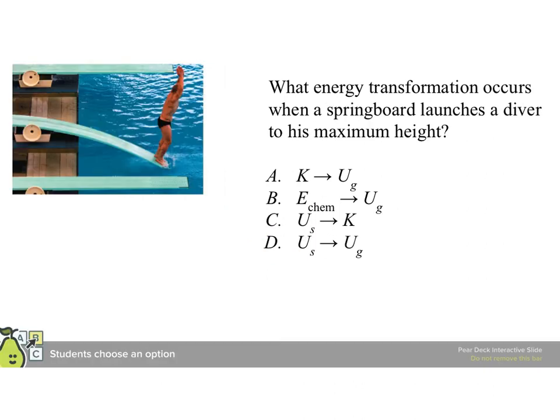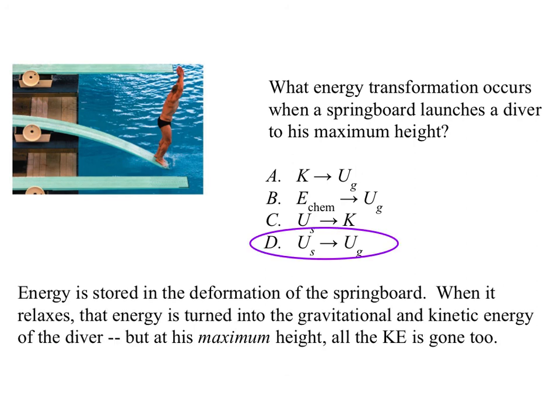What energy transformation occurs when a springboard launches a diver to his maximum height? Well, the deformation of the springboard gave us some energy stored there. This is elastic energy because it comes from the fact that the board is disturbed from its original shape. When it relaxes, that energy is turned into gravitational kinetic energy of the diver, but at the maximum height, all of the kinetic energy has been gone too. So all of that EPE has been turned into GPE.